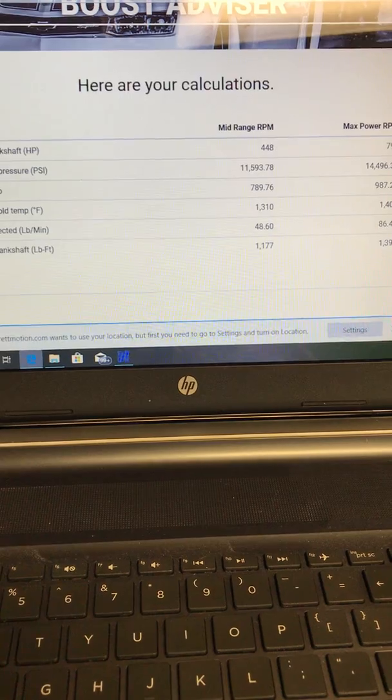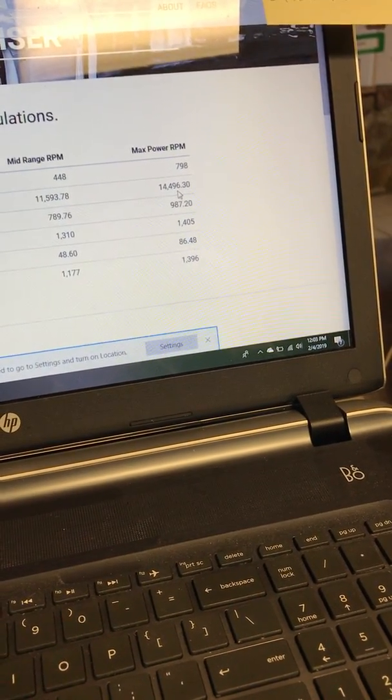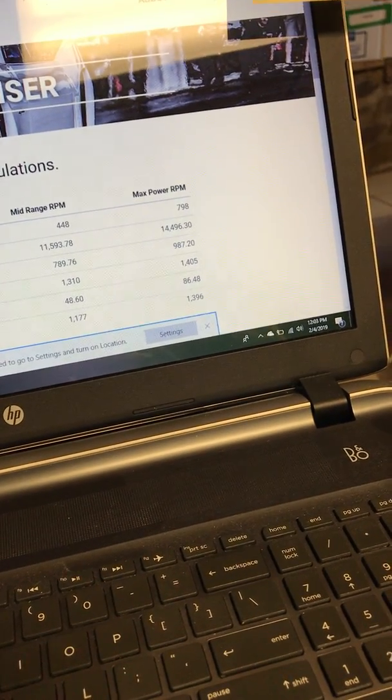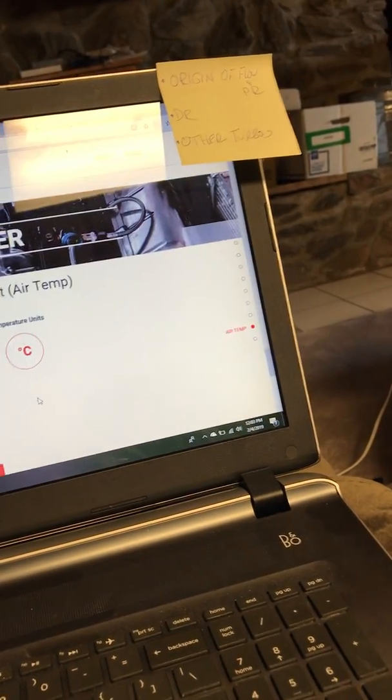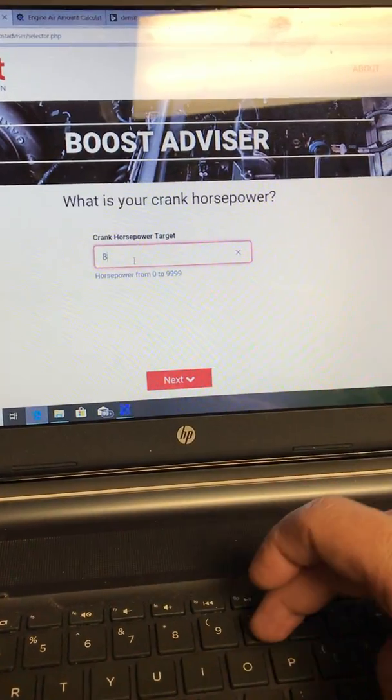What did I do wrong here? Oh, look, I put 14,000 pounds of boost. That's the problem. Huh. You know what? I'm going to go back through this. I might edit this part out because it's just a waste of time. I'm not really sure. I've never had that goofy of a number unless I put something really wrong in there. So we'll go to 800.